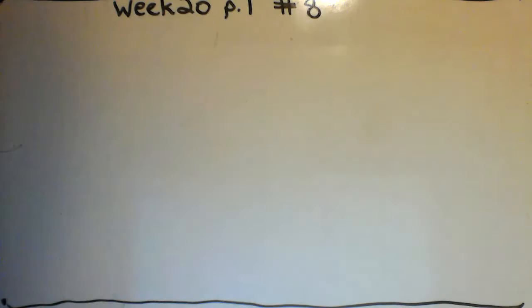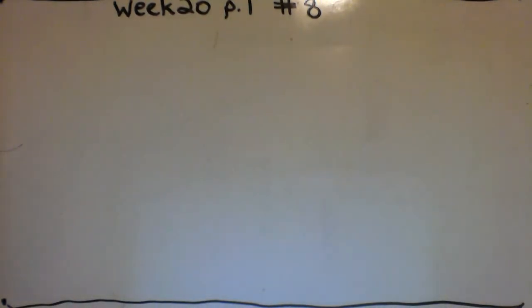This is week 20, page 1, number 8. What is the concentration of hydroxide ions in blood if the concentration of hydronium equals 4.5 times 10 to the negative 8th molar? Is blood acidic, basic, or neutral?